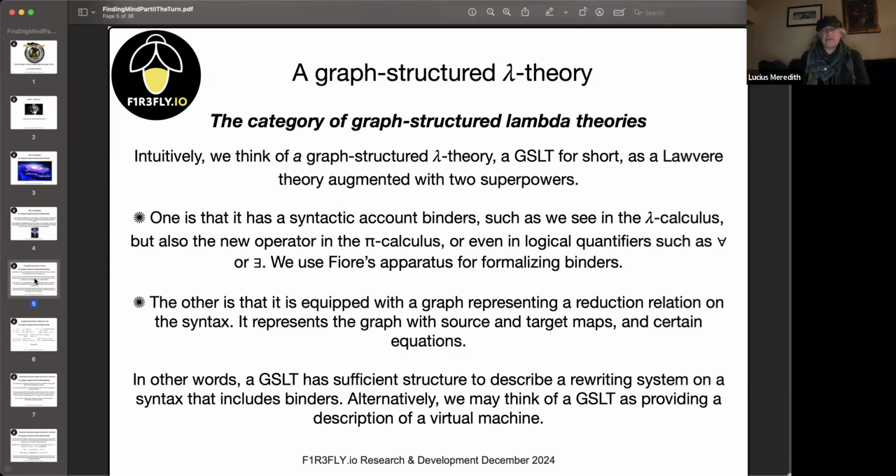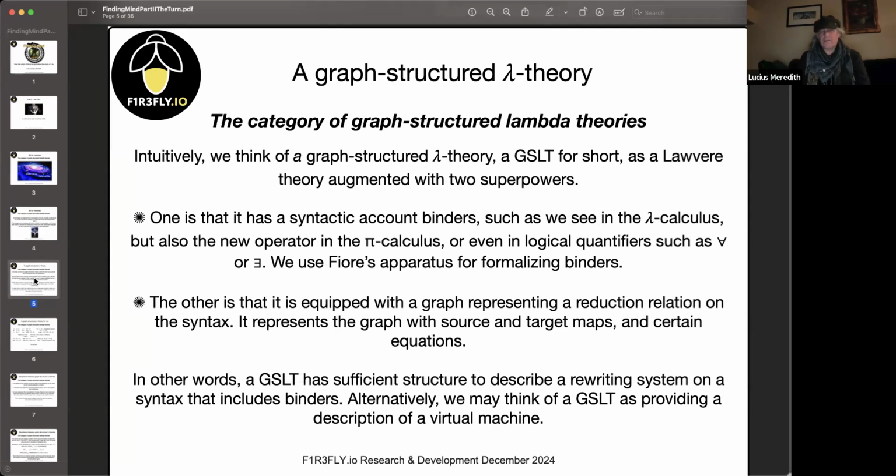Intuitively, we can think of a graph structured lambda theory, or a GSLT for short, as a Lawvere theory augmented with two superpowers. If you're not familiar with Lawvere theories, if you think of a grammar like a context-free grammar or something you could describe in a tool like BNFC, you're not far off. The thing about Lawvere theories is they do not support languages with binders. So the lambda calculus, the pi calculus, the rho calculus, even logical languages which support quantifiers. These are all languages that have binders.